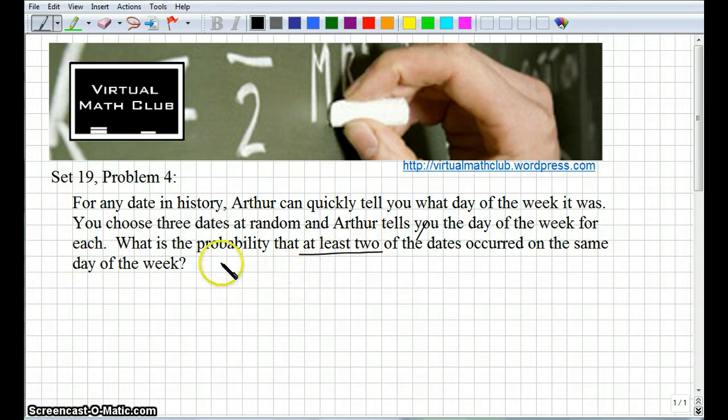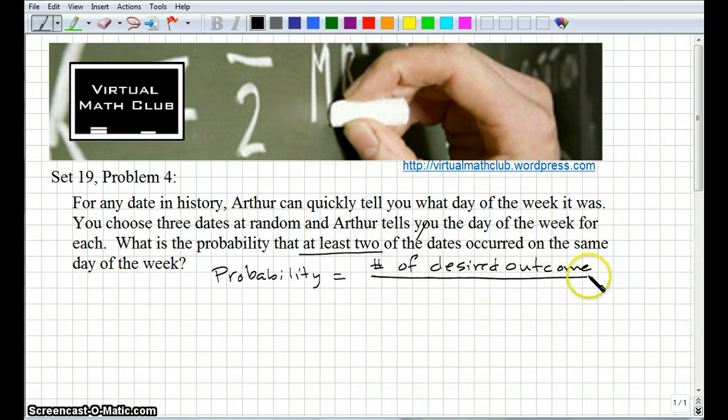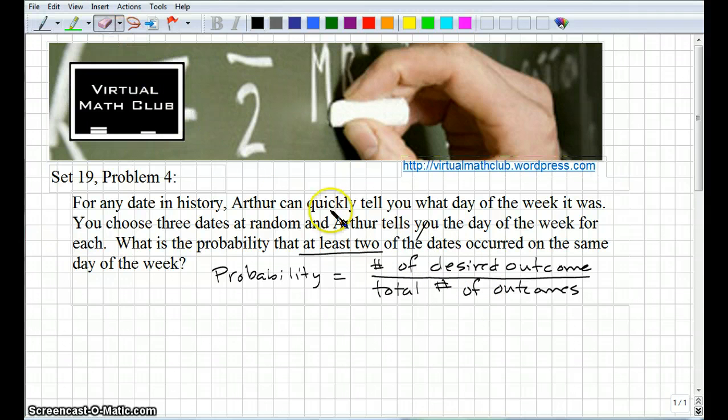Alright, well, let's first of all think about what probability means. In order to calculate the probability, we count the number of desired outcomes. In this case, the desired outcome is where at least 2 days of the week are the same. And we divide that by the total number of outcomes, so that's the total number of ways that we could arrange the days of the week in these 3 dates that we choose.